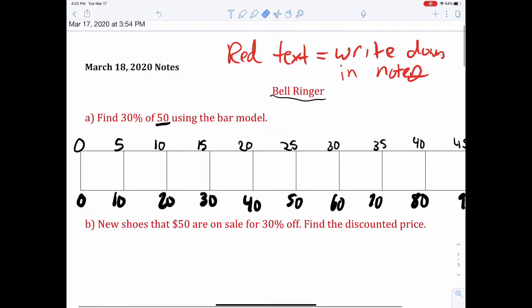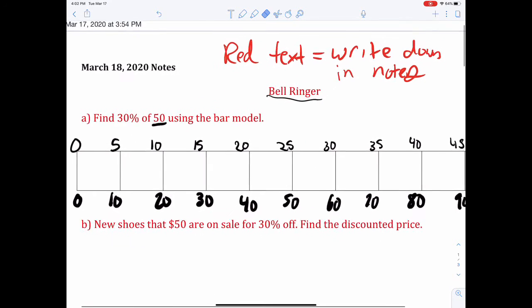Okay, question number 2. New shoes that are $50 are on sale for 30% off. So there's some nice new shoes here. They're $50 normally, but now they're going to be 30% off. Find the discounted price. All right, so that doesn't mean they're $30 off. It's 30% of that 50.